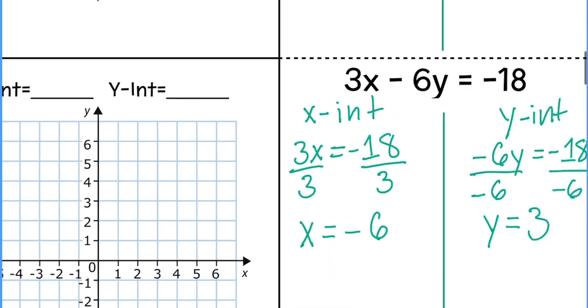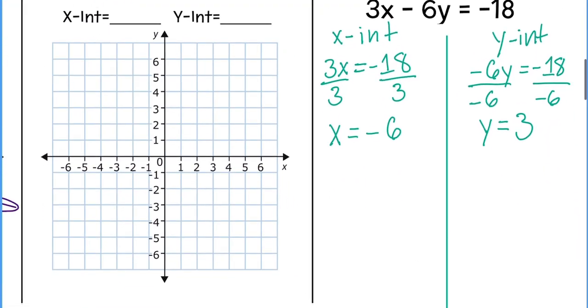Can anybody take a guess of what my x-intercept is? Can you say it in an ordered pair? Negative 6, 0. And my y-intercept? 0, 3.